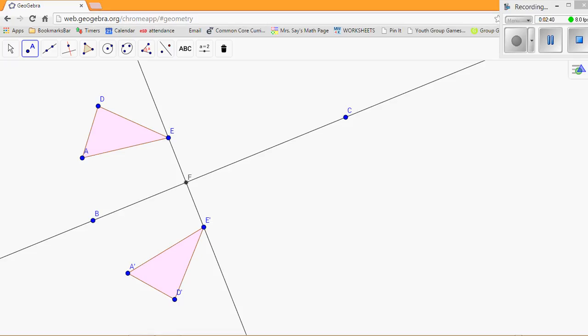And another thing that I want to mention is that the shape that we're reflecting stays exactly the same. The measure of angle ADE is the same as the measure of angle A prime, D prime, E prime. Angles stay the same. Lengths of sides stay the same. The length of DE is the same as the length of D prime E prime. We're not changing the size. We're not changing the shape. Nothing changes except for the distance from that line. Think of it like looking in a mirror.